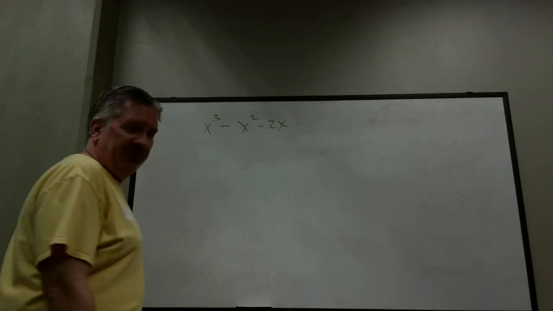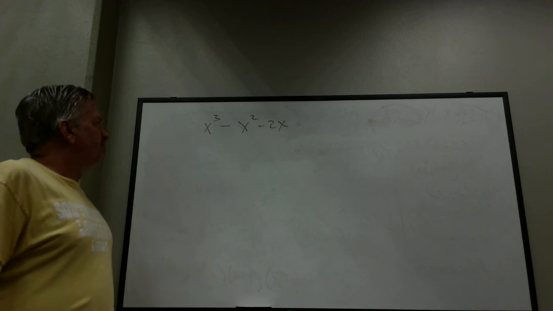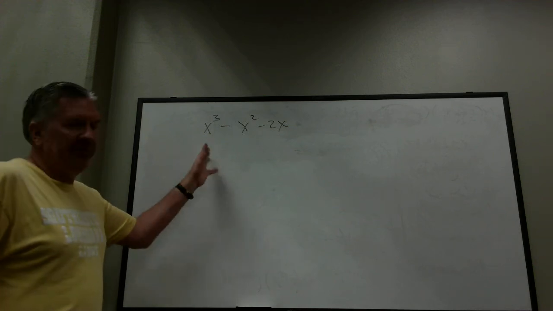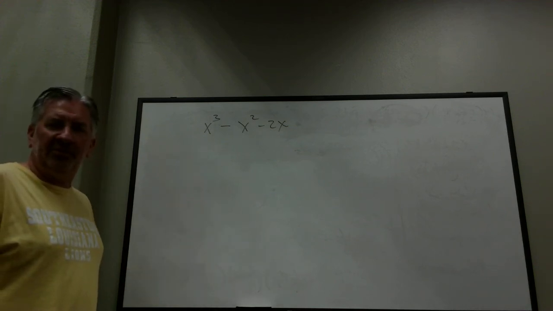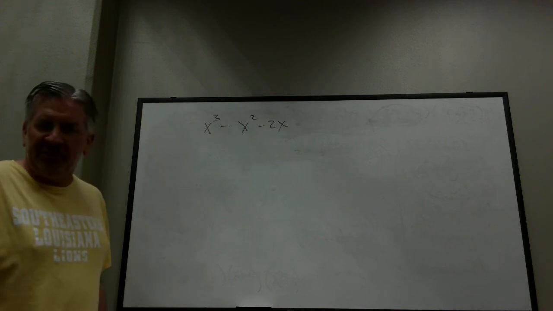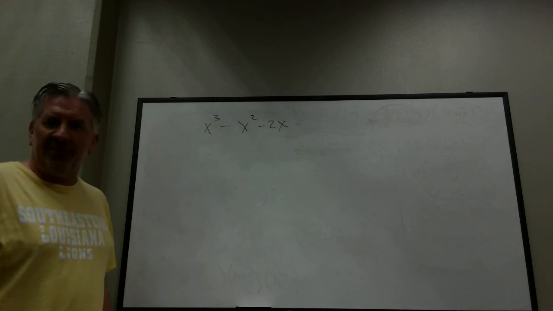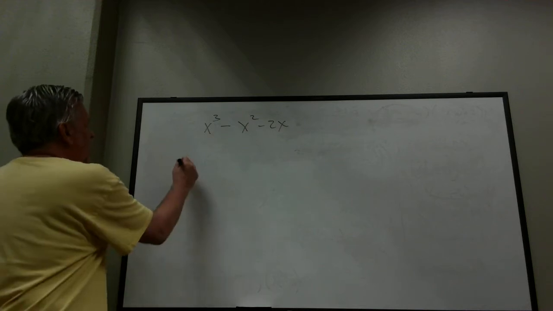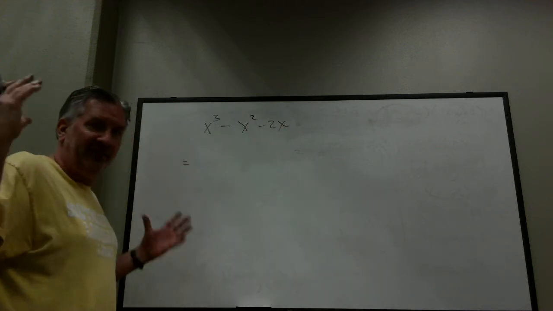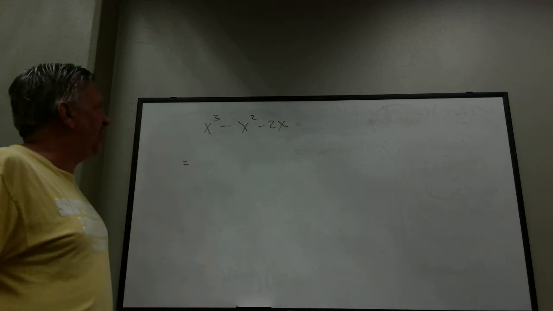Okay, what's the first step here? Do we check for difference of cubes and difference of squares and that sort of thing first? No. What does the first step say? Factor out the greatest common factor. What's the greatest common factor of all three? When I say that, I mean of all terms. What's the greatest common factor of all three terms?